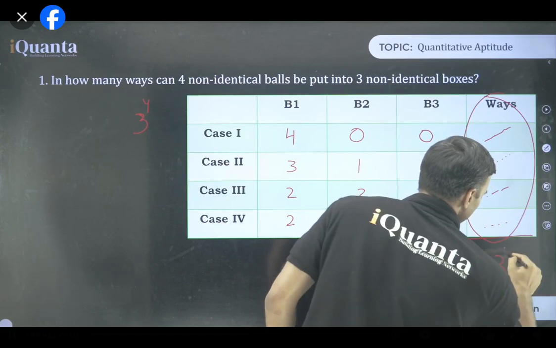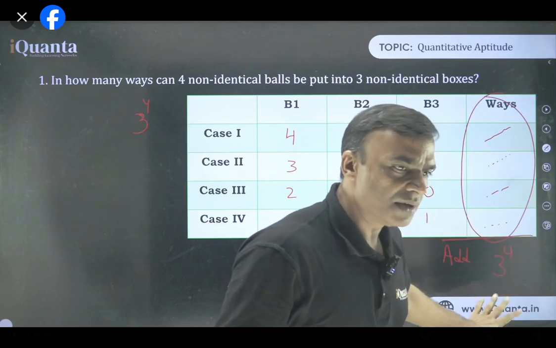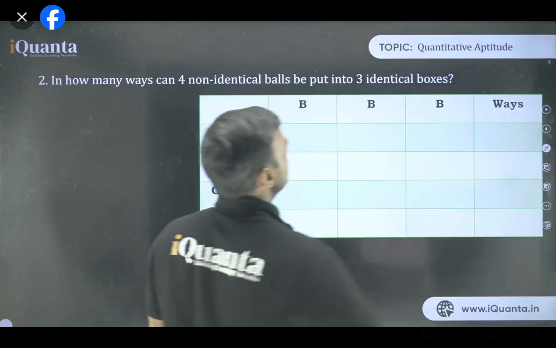Just don't calculate it right now. Don't calculate individually, okay? We add all of these, we are going to get that much. Don't worry about it. What is important to understand here is this question.